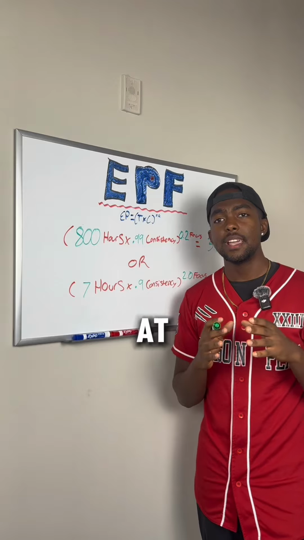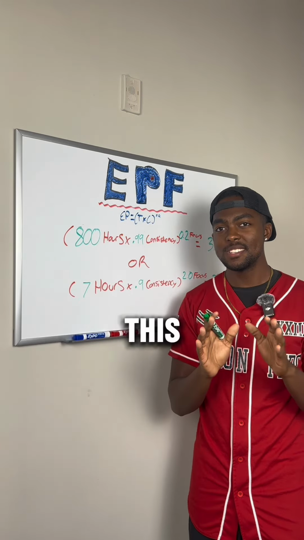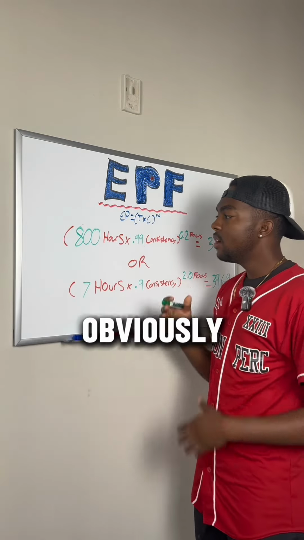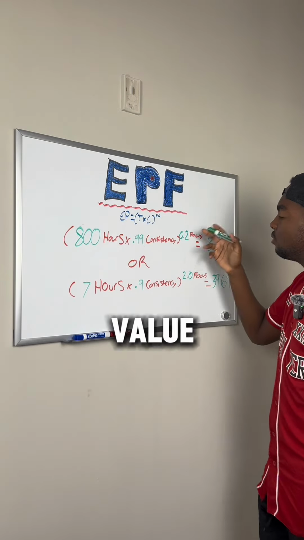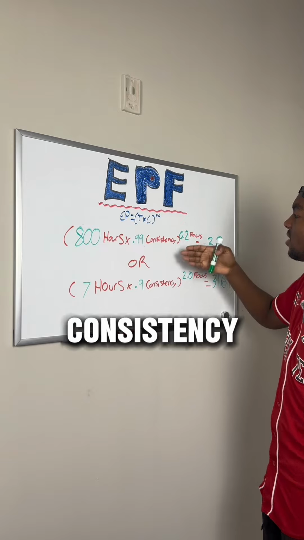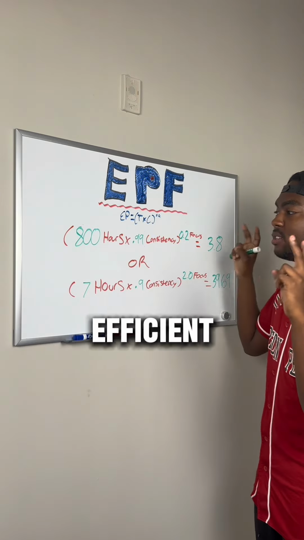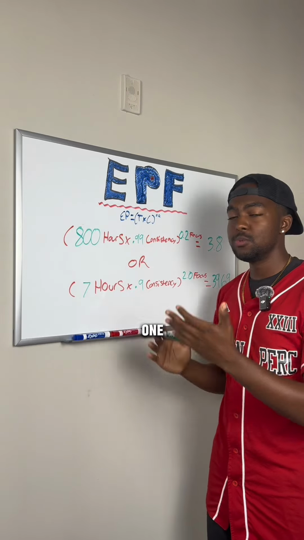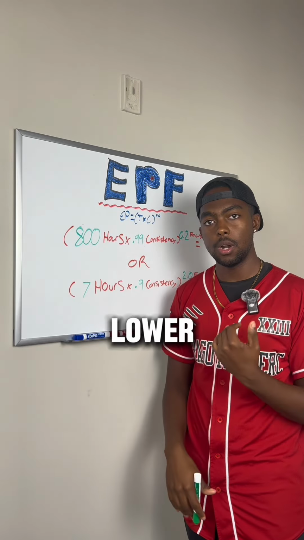Now we take a look at a few examples, and I want to preface this by saying obviously you can't practice 800 hours in a week, right? And obviously there's no specific numerical value that we can put on our consistency or our focus or how efficient our practice was. So the purpose of these examples is just to show you what happens when one variable is higher and one variable is lower.